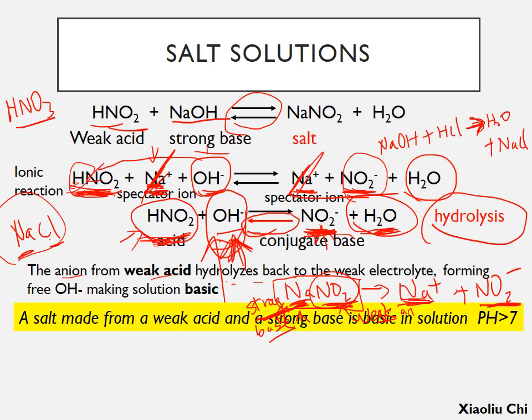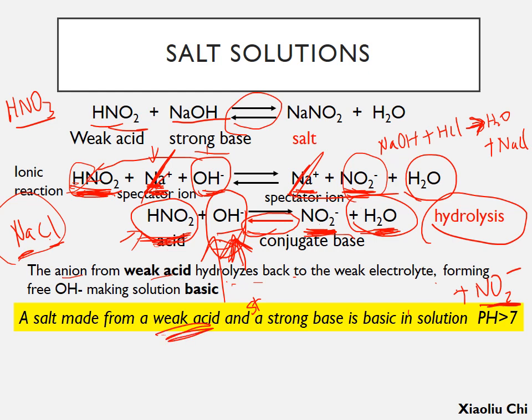So the conclusion, all right, here is an important conclusion: a salt made from a weak acid, that's nitrite, and a strong base, sodium, so again, sodium nitrite, all right, sodium comes from a strong base, nitrite comes from a weak acid, is basic. The solution is basic, and you have more hydroxide, so pH is greater than 7.